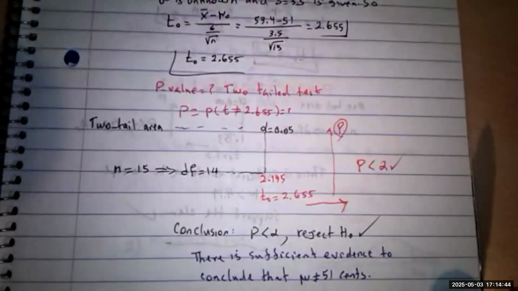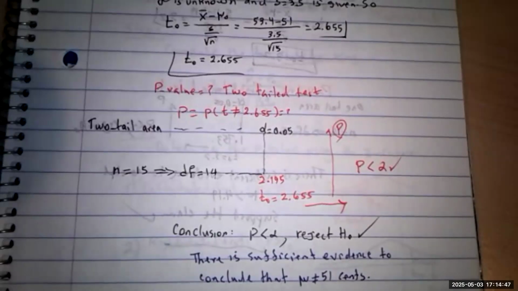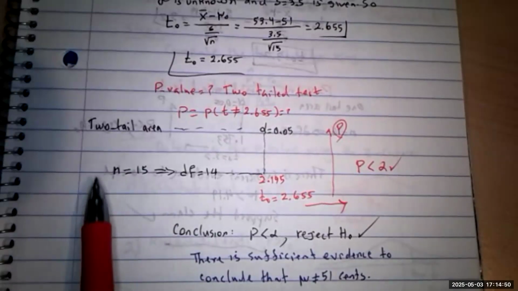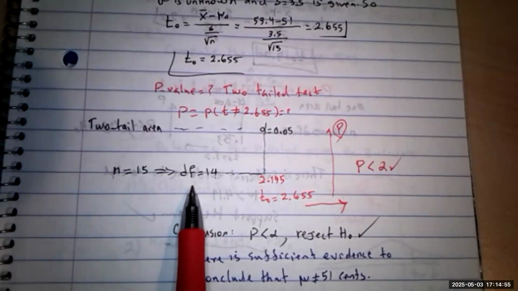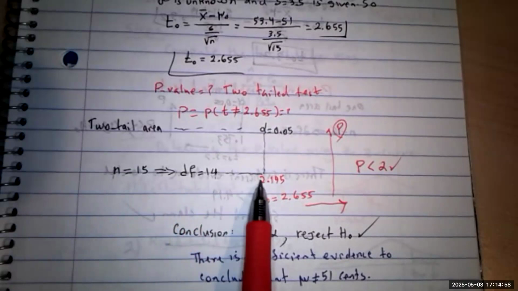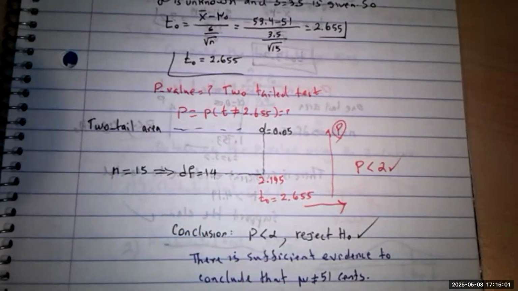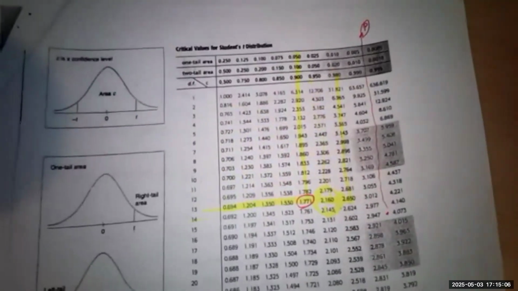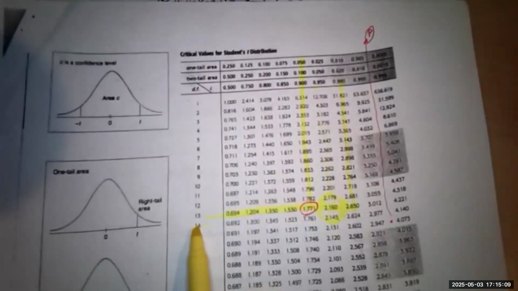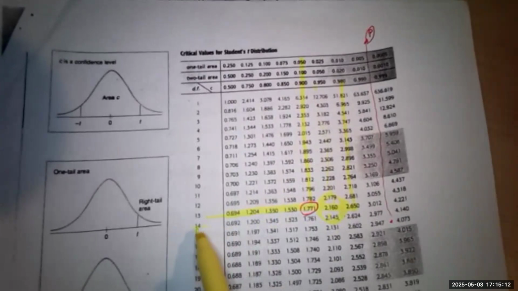Now, if you want to find the p-value from the table that we talk about, n equal to 15, degree of freedom, 15 minus 1, it's going to be 14. You go to that T table, 14. You say that's a 14. So what you have to do is the 5%, but this time in the two-tail area. See, it's different. In the two-tail area, this is going to be your 5%.